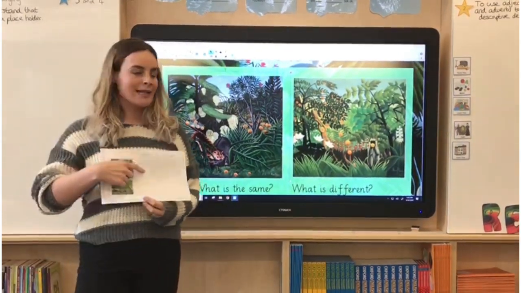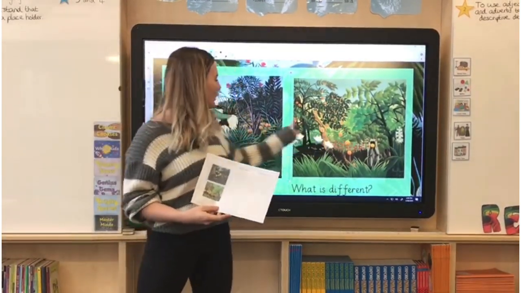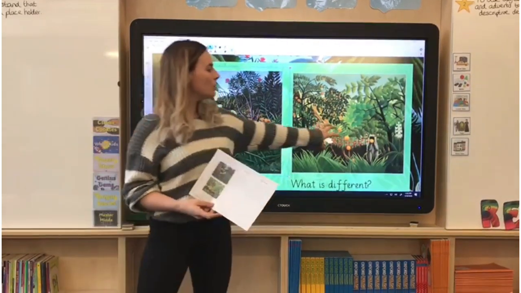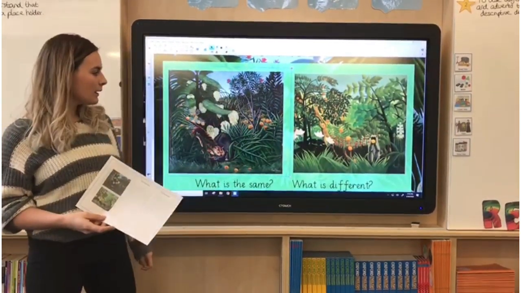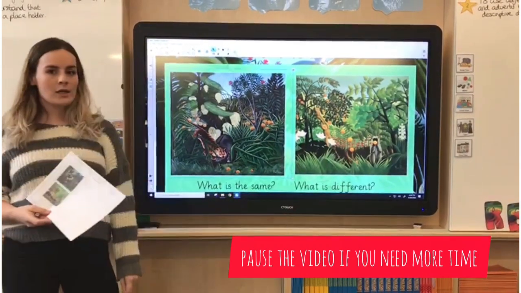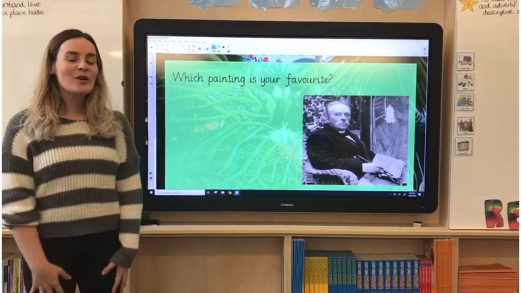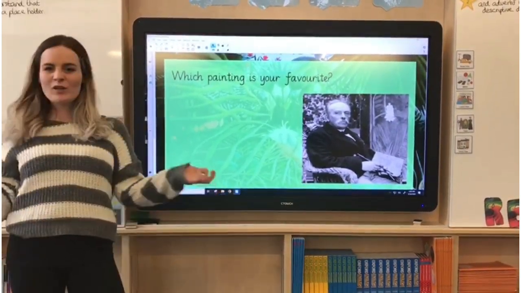We've got similarities. I can see that we've got oranges in both pictures. There are also animals in both. They are different animals. But what else can you notice that is the same and what is different? Fantastic. So once you have noted down all of the similarities and differences, what is your favourite painting?